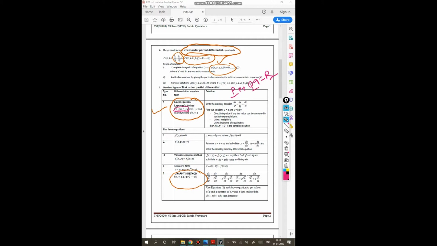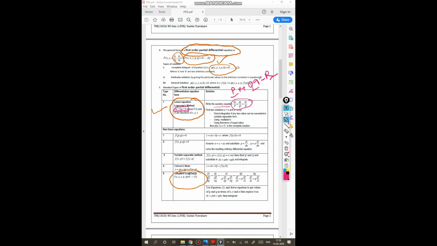To get the solution of Lagrange's differential equation, we use Lagrange's auxiliary equation. This is the Lagrange's auxiliary equation: dx upon P is equal to dy upon Q is equal to dz upon R. So we are going to get here the auxiliary equation.